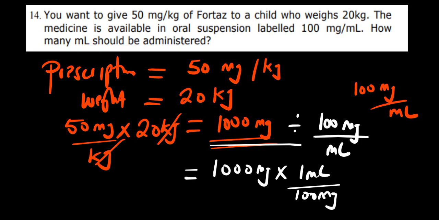Now we have everything we need, because the milligram and the milligram divide. You're asked how many mL should be administered, so we want our answer in mL. We cancel 2 zeros, we cancel 2 zeros. So our final answer is 10 mL. So this is how we solve these questions on tutorial sheet 1. See you in the next session, and don't forget to subscribe.